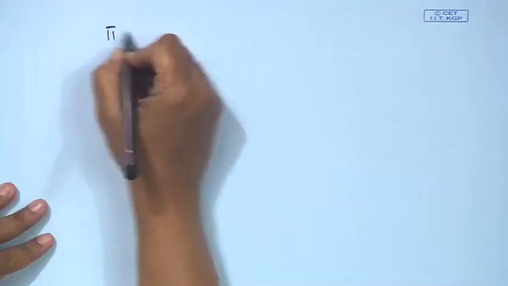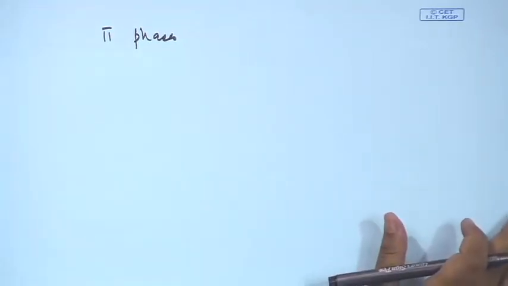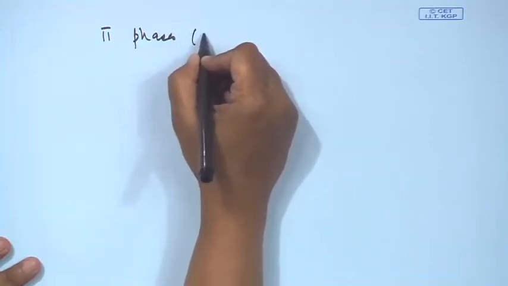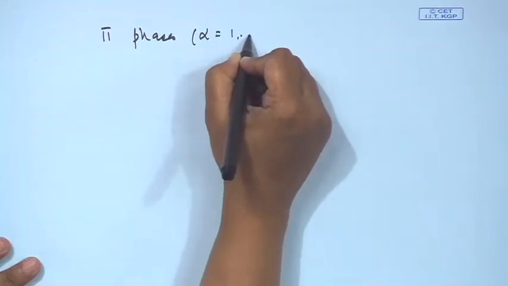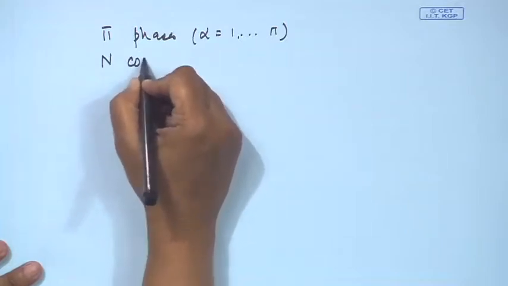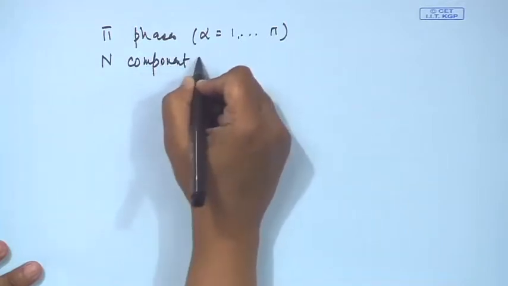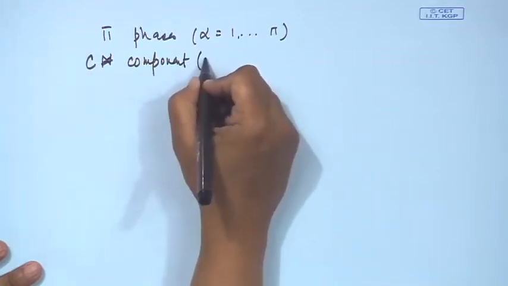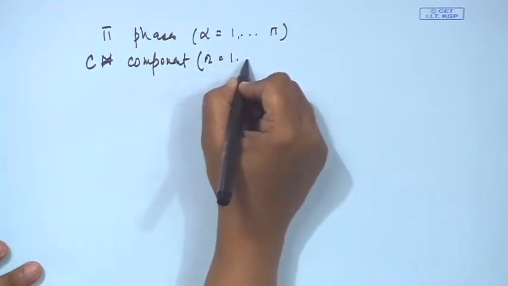So in this case, I would like to extend it slightly further, and say I have pi number of phases. Since the derivation is slightly involved, it is very important that we keep all our nomenclature in a proper form. So it has pi phases, and the phases are numbered with alpha such that alpha varies from 1 to pi. And if we assume that there are n number of components, or rather we can take it as c number of components, where the components are numbered as n, from 1 to c.